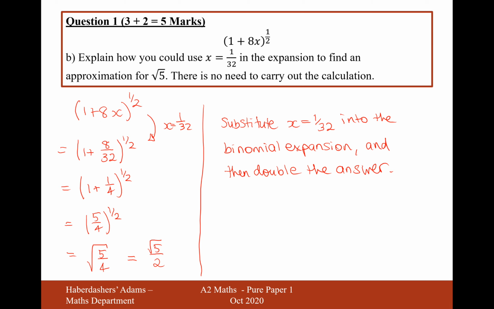Okay, so there we are. That's the answer for this question here. That's the answer for question 1, 5 marks. Let's now move on to question 2.